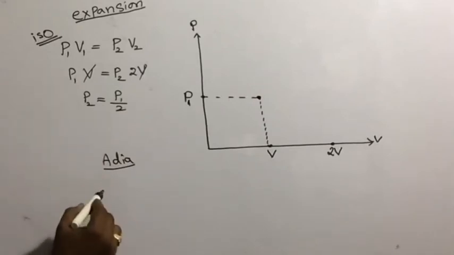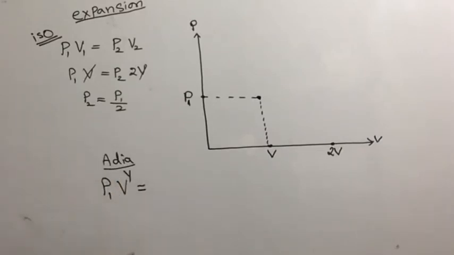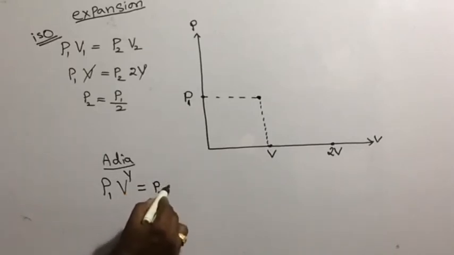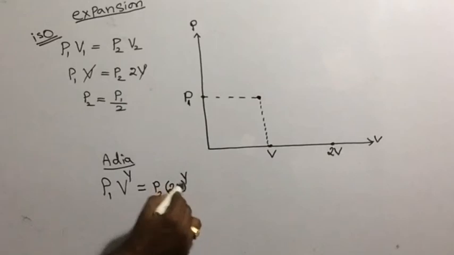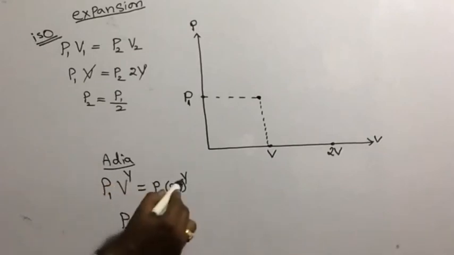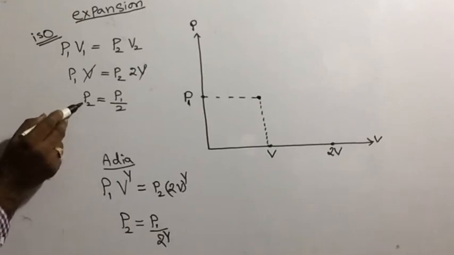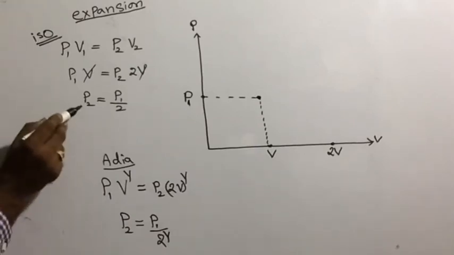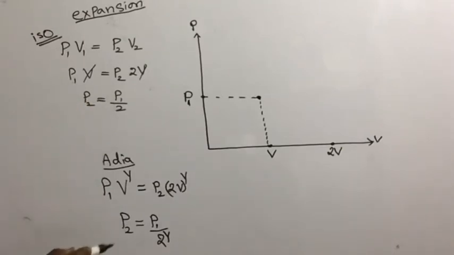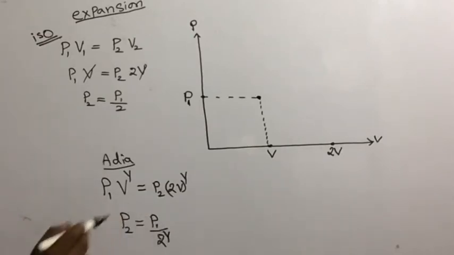In adiabatic process, P1 V1, V1 is V power gamma is equal to P2, V2 is 2V power gamma. From here, P2 is equal to P1, V power gamma and V power gamma get cancelled, P1 by 2 power gamma. Final pressure in case of isothermal process is P1 by 2. Final pressure in case of adiabatic process is P1 by 2 power gamma.